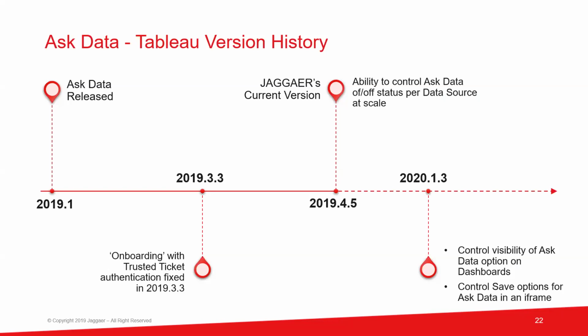And just a little bit around the versioning within Tableau, when Ask Data was released and when we were able to use it in our embedded situation, because we weren't able to use it off the bat. Ask Data was released by Tableau in their 2019.1 version. We use trusted ticket authentication here at Jagger to authenticate between our application and the Tableau server. But there were some issues related to that in the initial release of Ask Data.